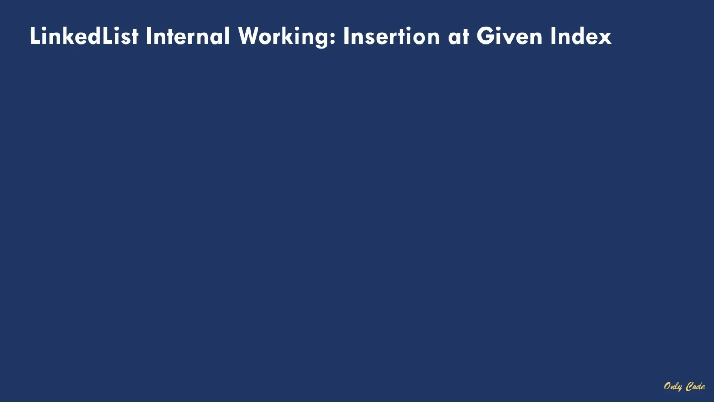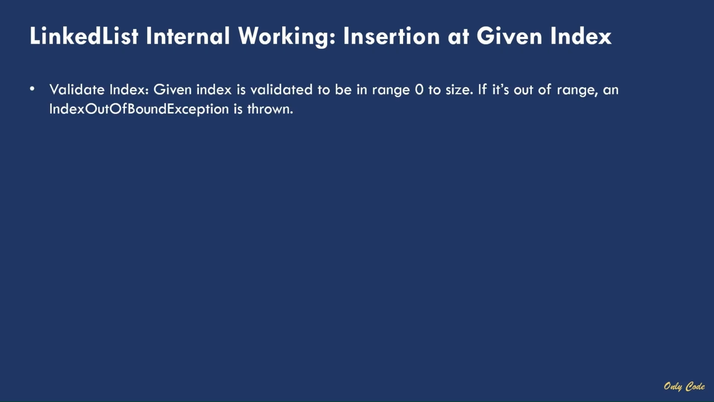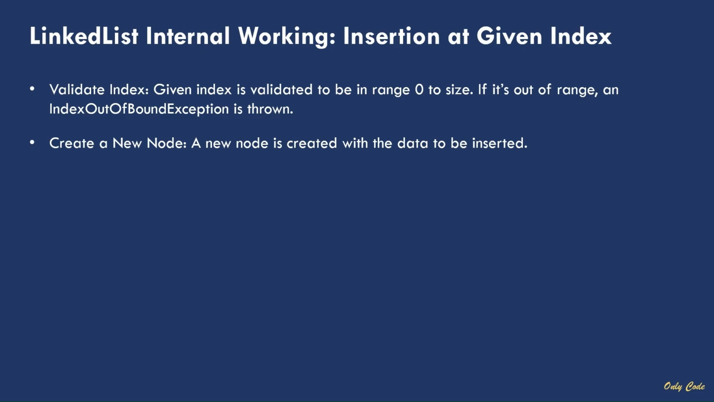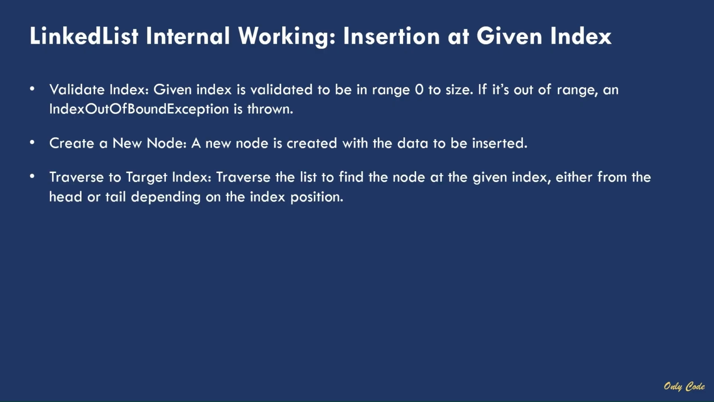Moving on to the process of inserting a new element at a given index in a linked list. First, the index is checked to ensure it is within the valid range, that is, from 0 up to the current size of the list. If the index is out of bounds, the linked list throws an index out of bounds exception, preventing any invalid operations. Once the index is validated, we create a new node that contains the data we want to insert. Next, we traverse the list to reach the target position.